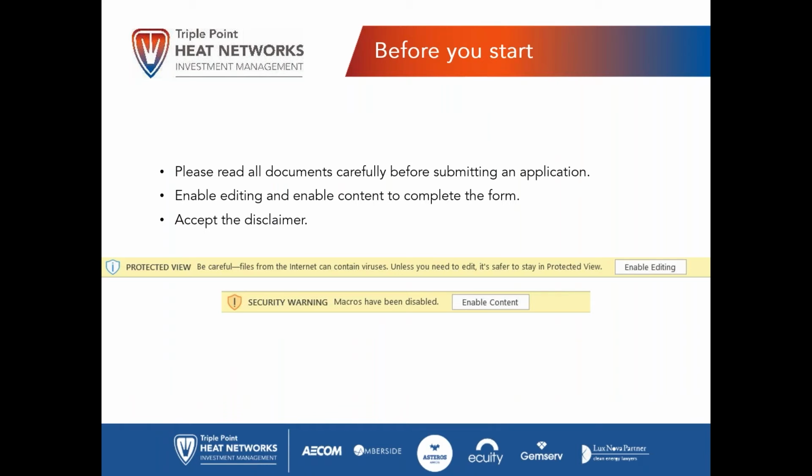Before you start completing the forms, we recommend that you read all of the documents carefully, so that includes the application guidance. To start completing the form, you'll need to enable editing and enable content, and you'll also need to accept the disclaimer at the front of the application form, and this will allow you to complete the remainder of the form.